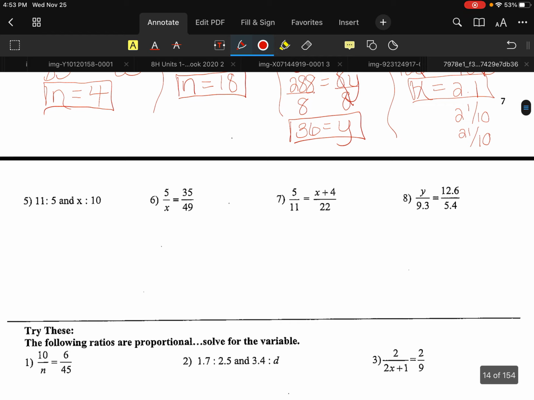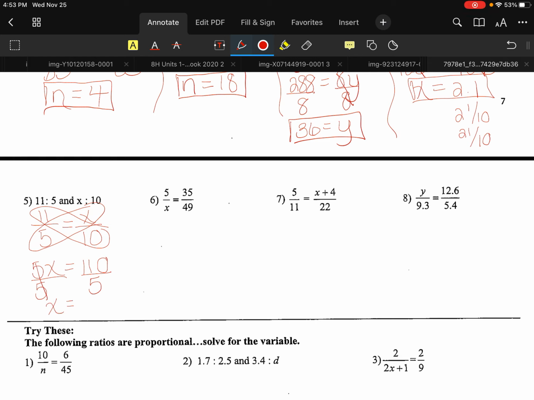Number 5, 11 colon 5 would be 11 over 5. x colon 10 would be x over 10. They are equal to each other. They are proportional. I'm going to cross multiply. 5 times x is 5x. 10 times 11, or 11 times 10, is 110. Divide both sides by 5 to get x alone. x is equal to 110 divided by 5, which is 22. So in order for these fractions to be proportional, x would have to be 22.